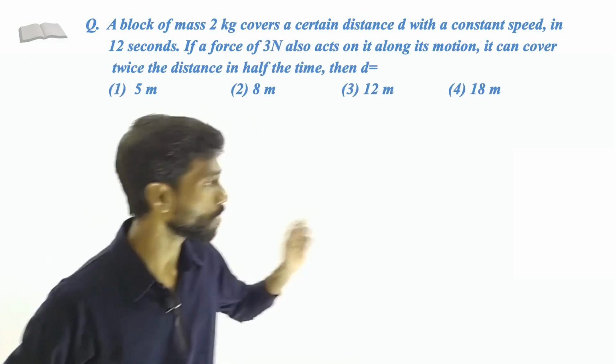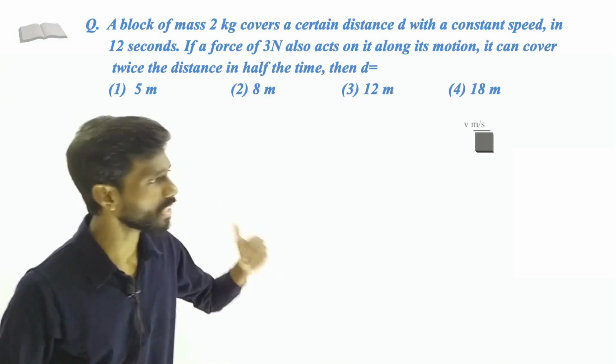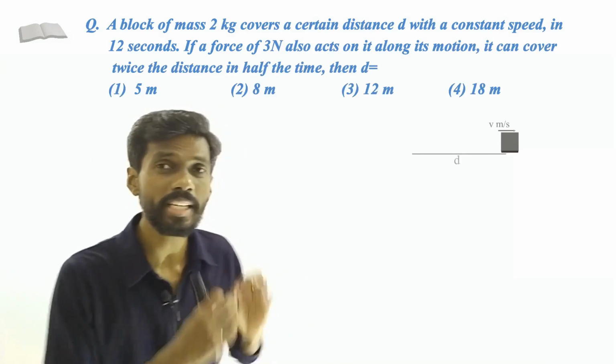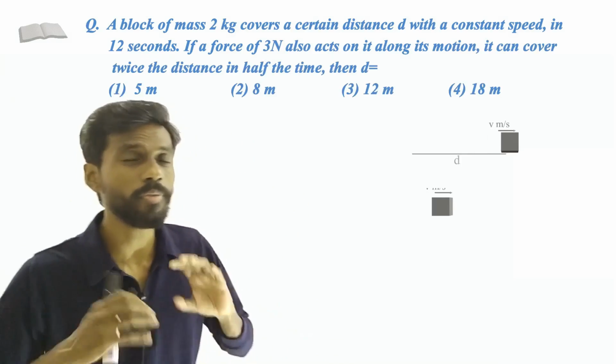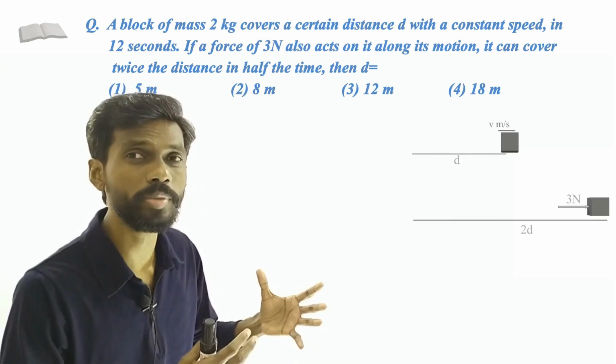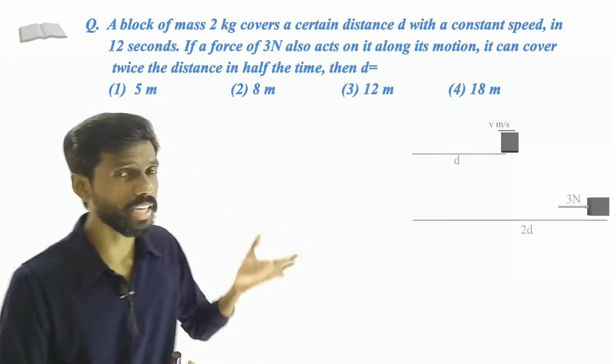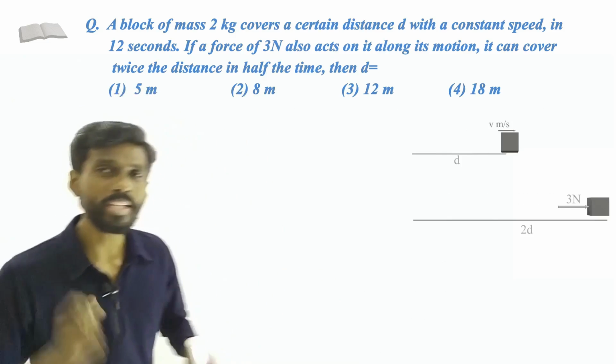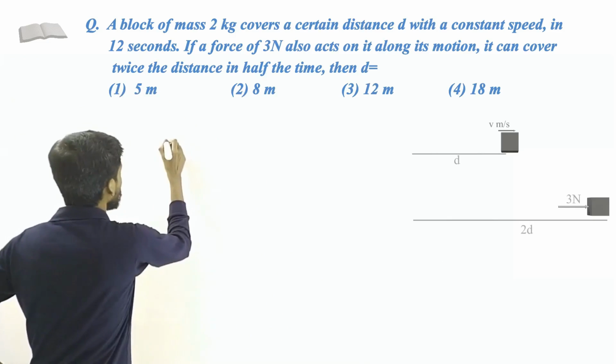Here, in the first case, the object is moving with a constant speed. It covers a certain distance d in 12 seconds. In the second case, we also apply a force. When there is a force, there will be an acceleration. This acceleration causes a change in the velocity of the object, so there is a change in the speed. In the first case, the speed is constant. So when the speed is constant, what is the relation between speed and the distance?